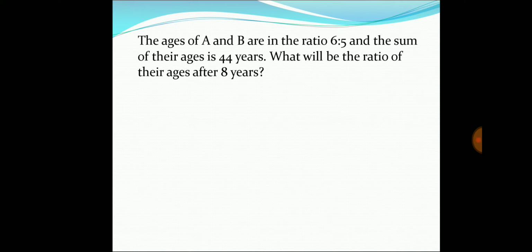Our next question is, the ages of A and B are in the ratio 6:5 and the sum of their ages is 44 years. What will be the ratio of their ages after 8 years? Again, a similar approach. The ages of A and B are in the ratio 6:5. That is today, in 2020. The sum of their ages is 44. So what will be the ratio of their ages after 8 years?